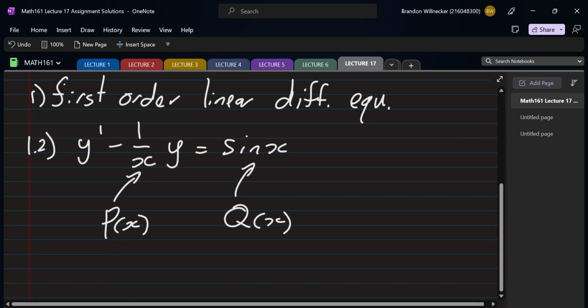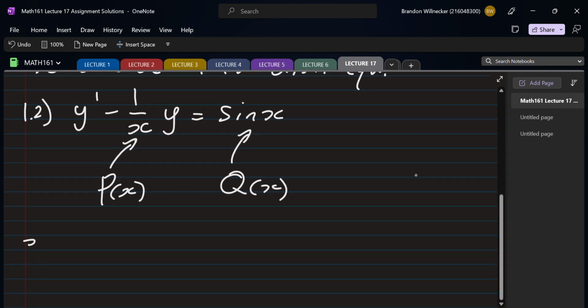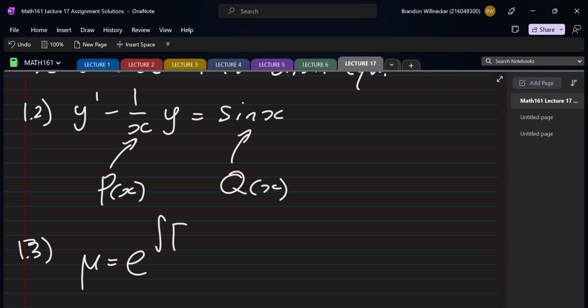Okay, determine the integrating factor. So we got our p, 1.3. So mu is equal to e to the integral p of x dx. It's out of 2. I gave 1 mark if you knew what to start with. If you made a small mistake later on, that was fine. So you got the 1 mark if you knew where to start.